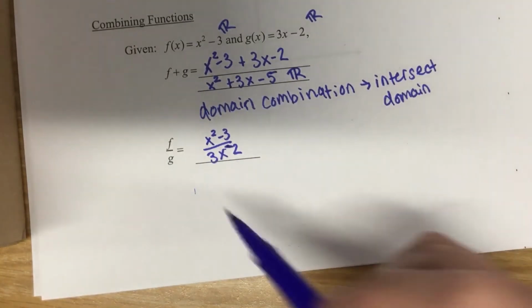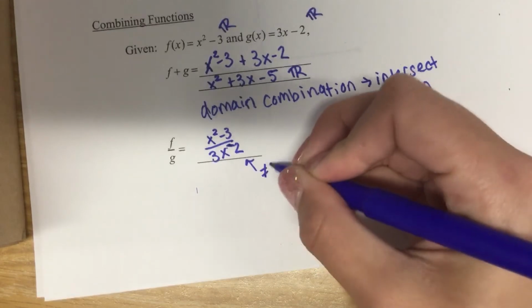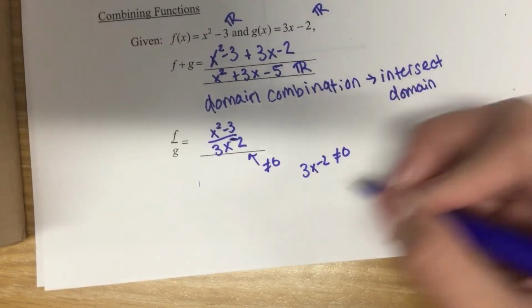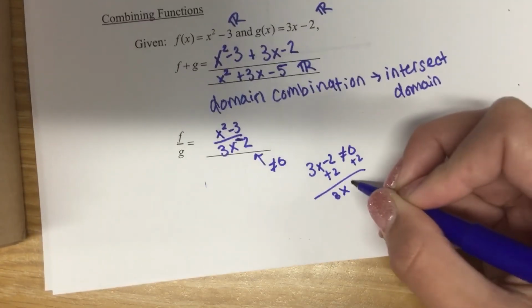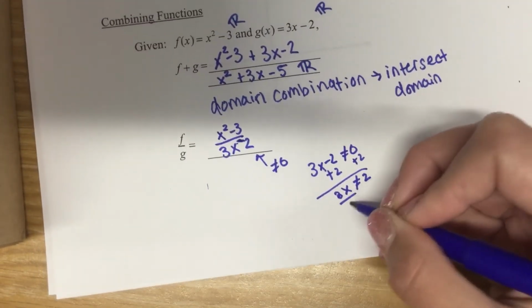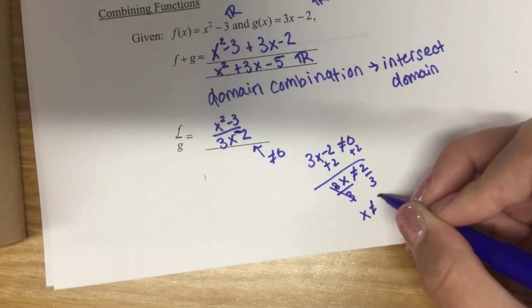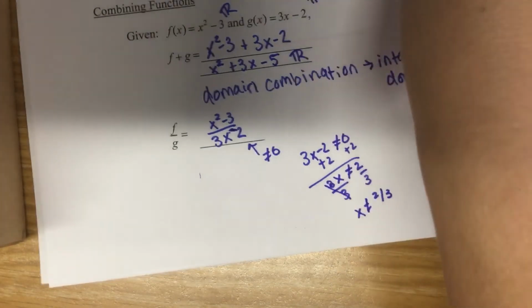This domain will not carry over because now we have something in our denominator. We can't have our denominator equal to 0. So that means 3x minus 2 cannot be 0. So we have to solve and figure out where x can't be. So we get 3x cannot be 2. We divide by 3. And x cannot be 2 over 3. So that domain is a little bit different. So be careful if you're looking at domain. It doesn't carry over for division like it would for addition.